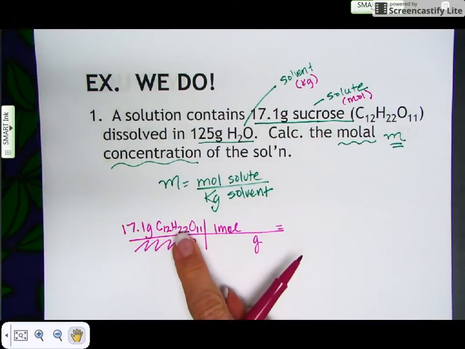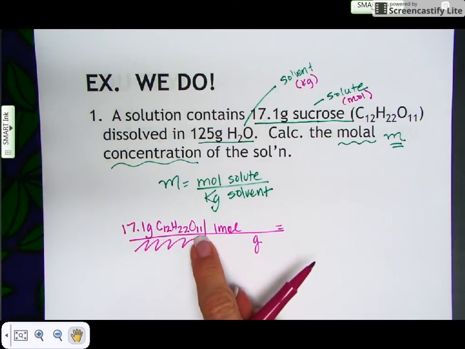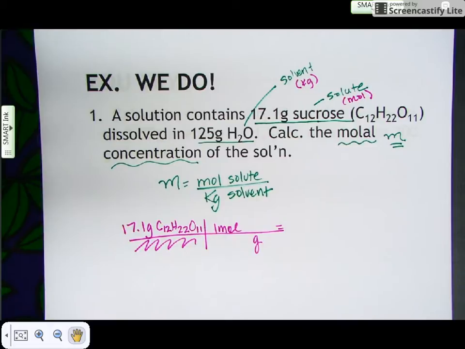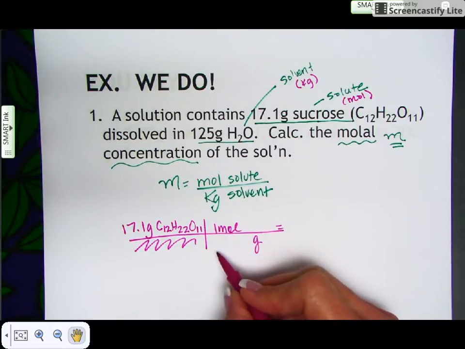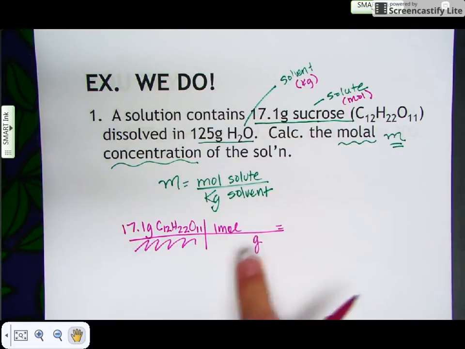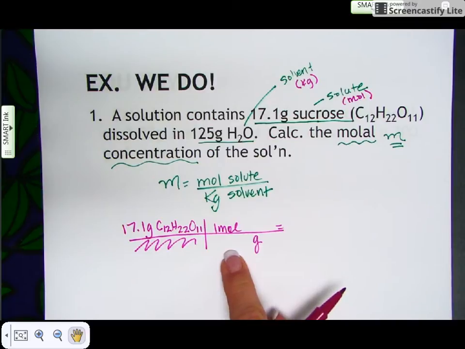You got 12 carbons, 22 hydrogens, and 11 oxygens. So I'm going to go ahead, if you'll pause the video and calculate it real quickly. I'm going to keep going for time's sake because the video only lets me record 10 minutes. So I want to make sure I get all these examples in.